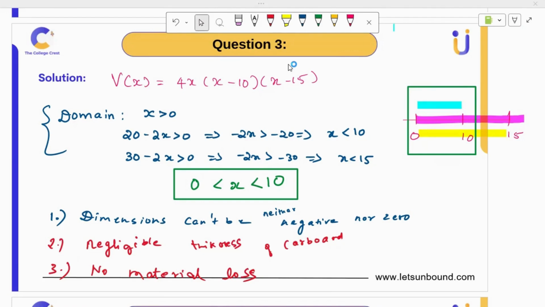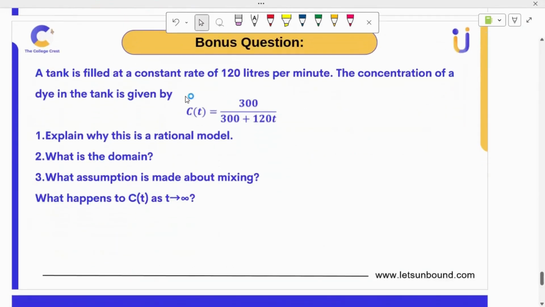And the bonus question for you. A tank is filled at a constant rate of 120 liters per minute. The concentration of a dye in the tank is given by this equation model. Why is this a rational model? What is the domain? What assumption is made about mixing? And what happens to C of t as t tends to infinity? Okay, right. So that's the bonus question for today.